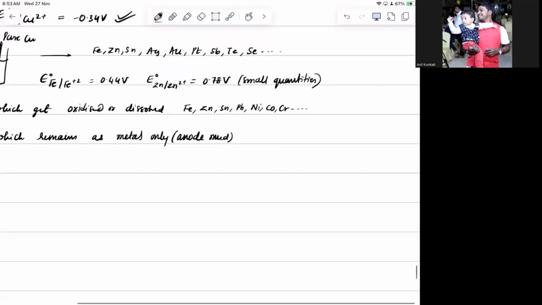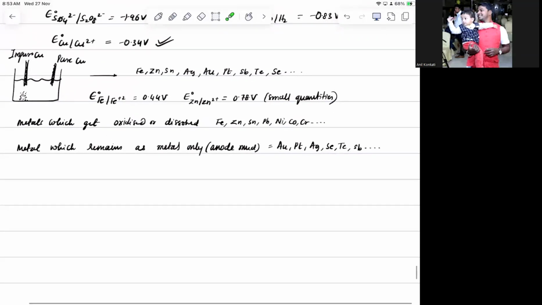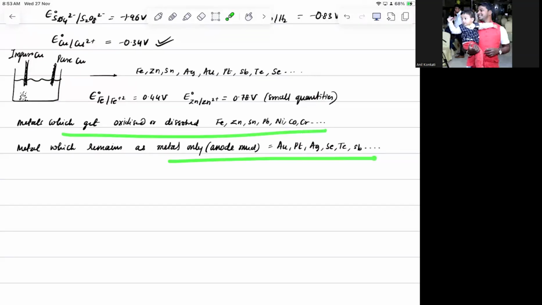The anode mud includes gold, platinum, silver, selenium, tellurium, correct, and antimony. These are the metals which you will find. So remember, this question could be asked: which will get oxidized and which will remain as the anode mud. So these are the elements which are found in anode mud.